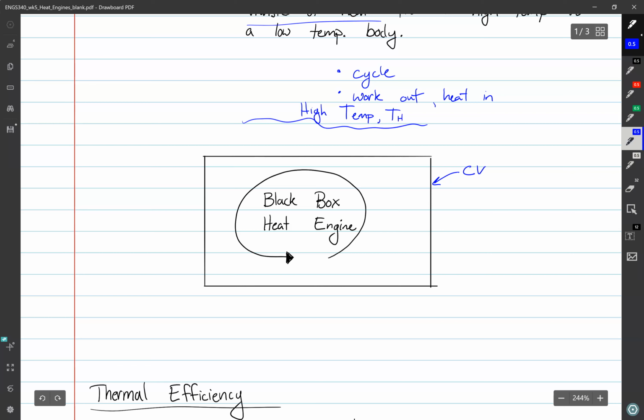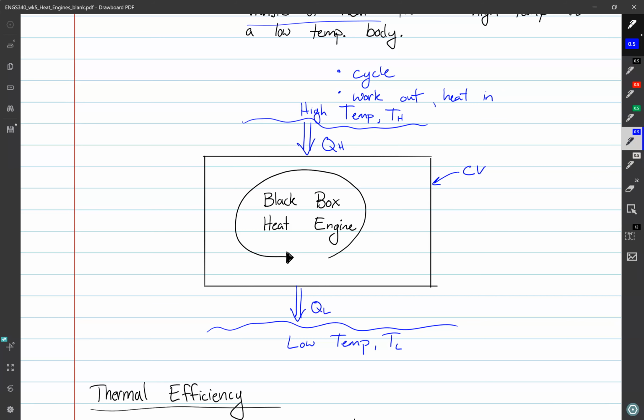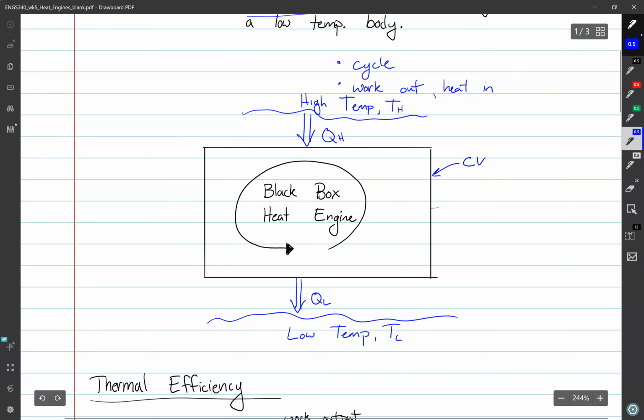But what we do know is we have a high temp up here and a low temp down here. We'll call that TH and TL. And what's happening in our heat engine is we have heat flowing into our black box from the high temp and flowing out of our black box into the low temp, QH and QL. And out of our black box, we're getting some amount of work.